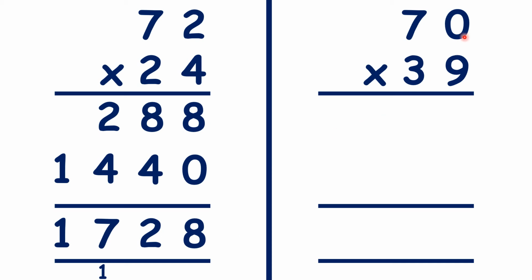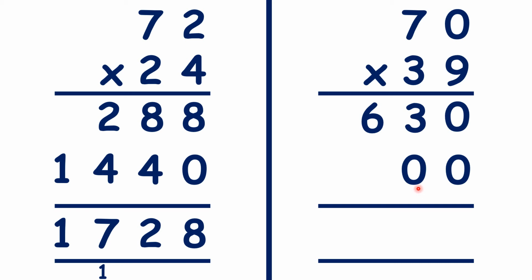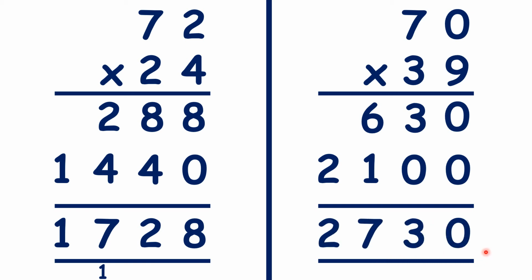Now onto this question. 0 times 9 is 0. 7 times 9 is 63. Onto our tens digits multiplication, so a 0 in our units. Now 0 times 3 is 0. 7 times 3 is 21. Then we add up our two totals to get our answer.